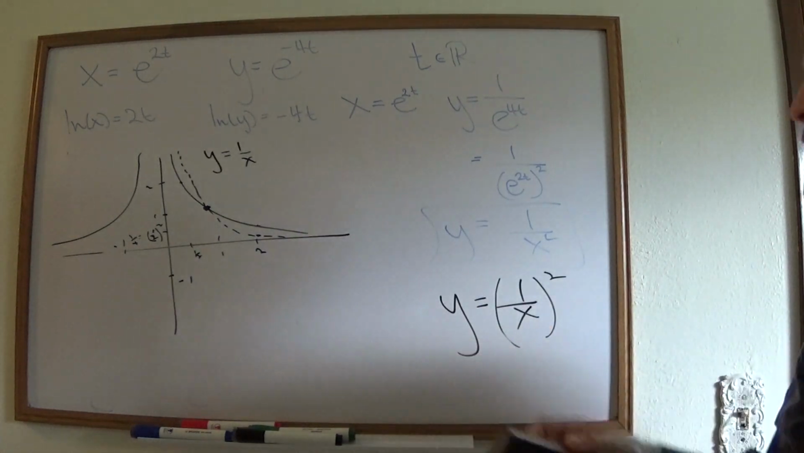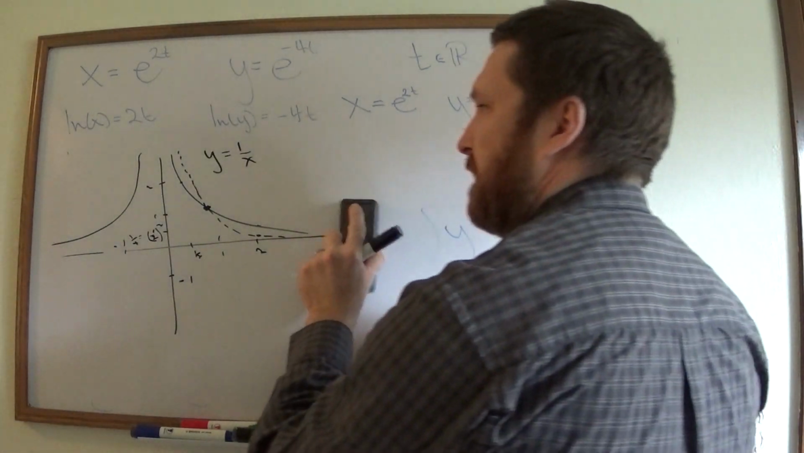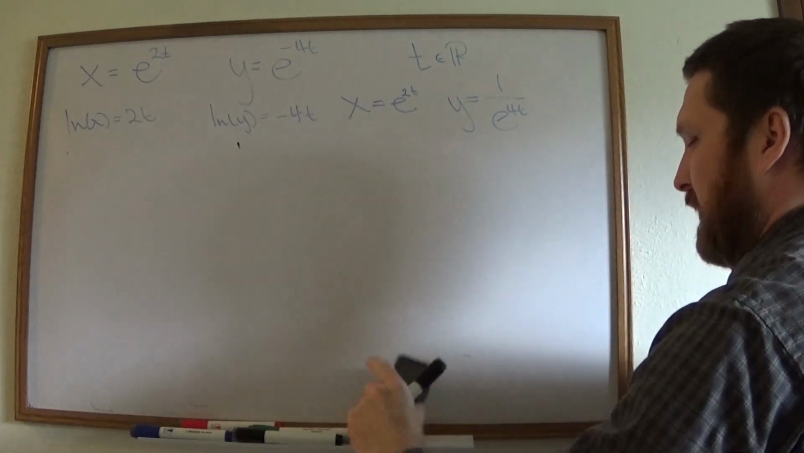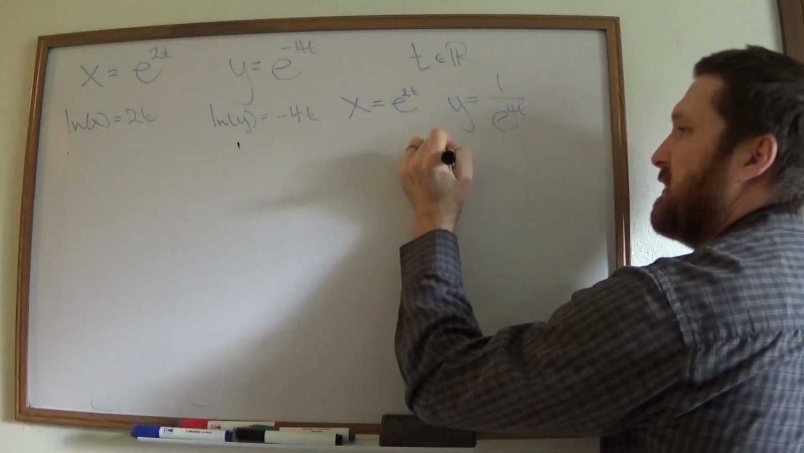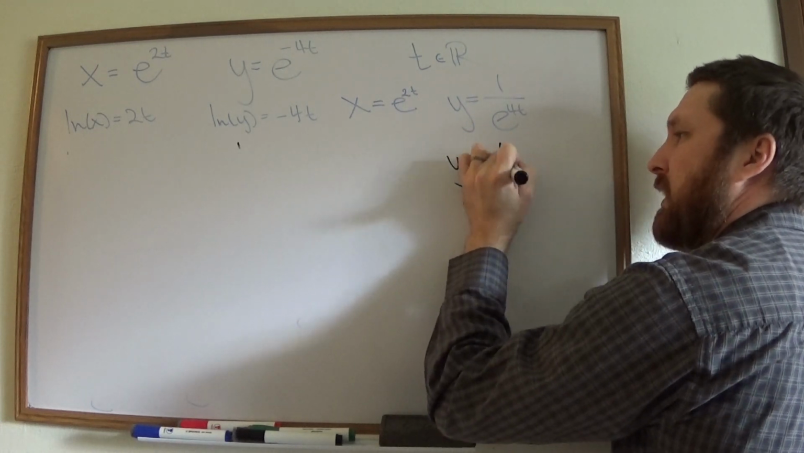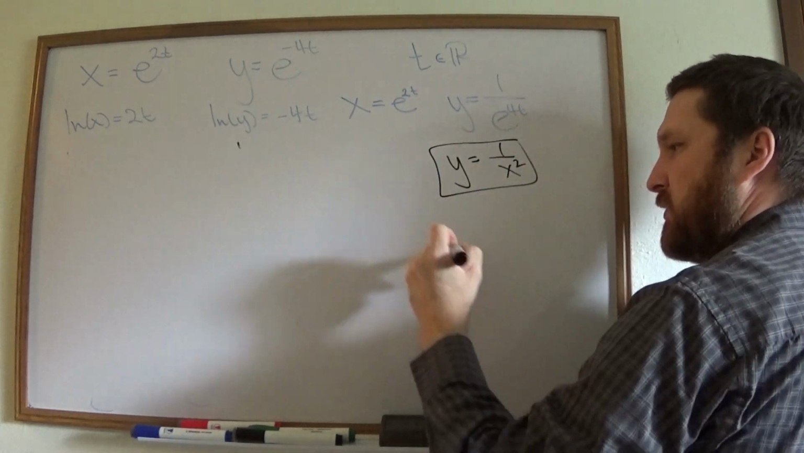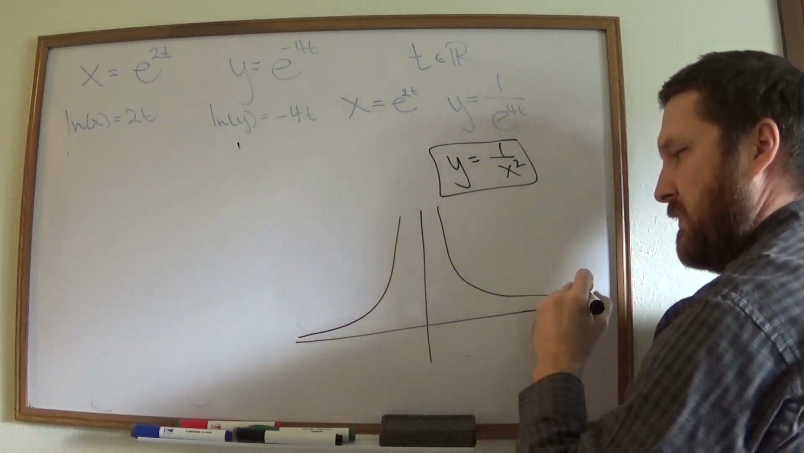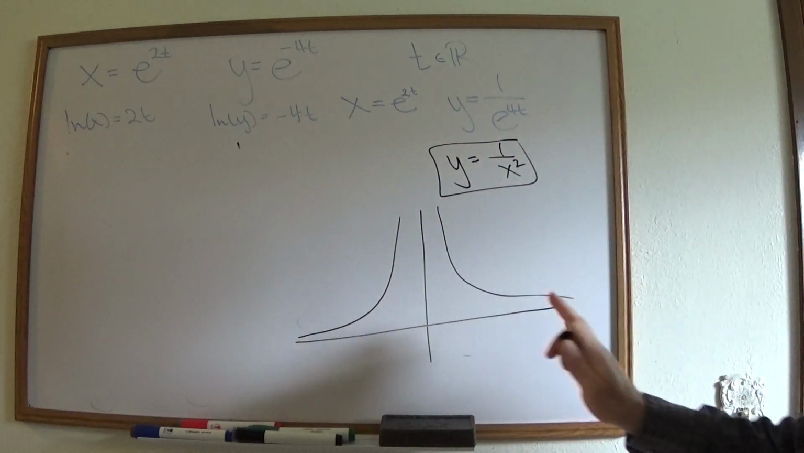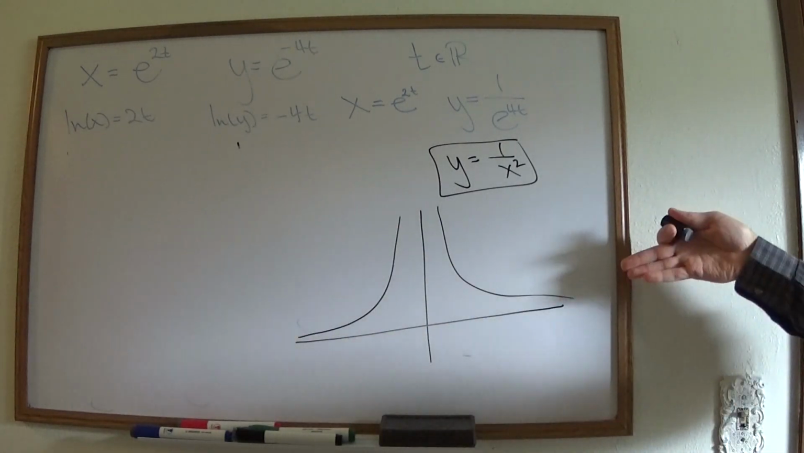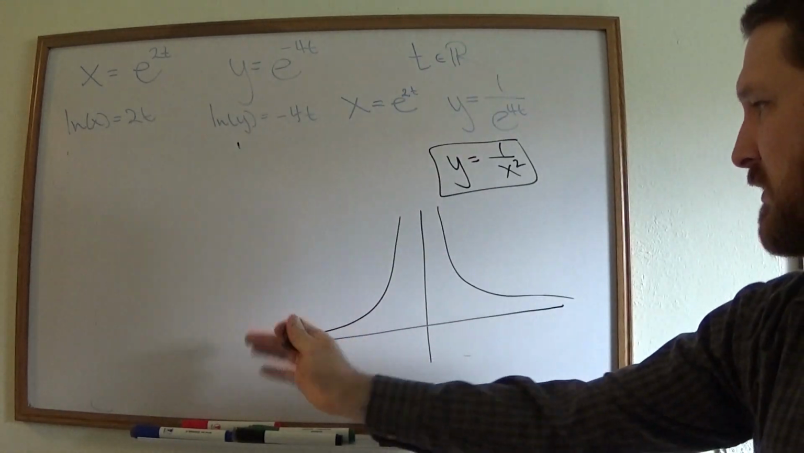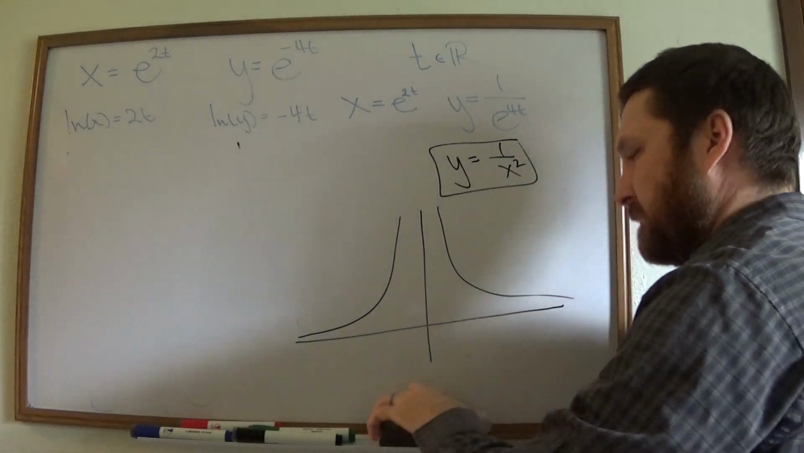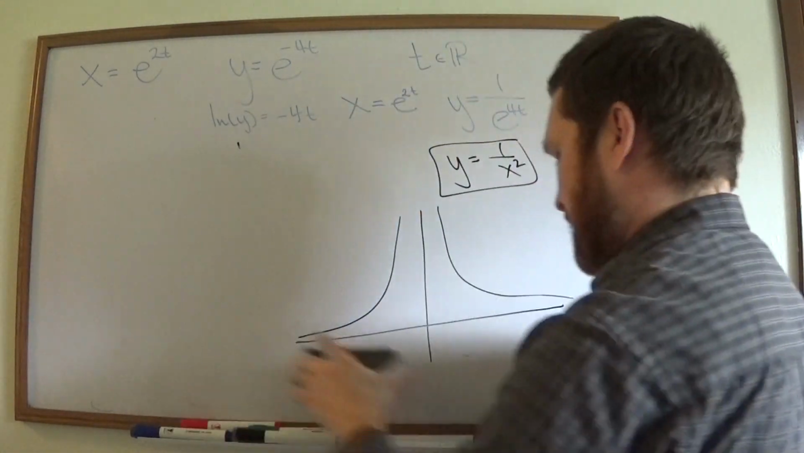But then, what branch? Or is it both branches? What's going on? Let's figure this out. So we know what this thing is. This is the same thing as y equals 1 over x squared, which looks like this. But now we need to figure out, okay, is it both branches? Is it one branch? Is it going this way? Is it coming down this way? Is it going up this way? Is it coming that way? So what are we going to do? Graph the other things. Just graph the things.